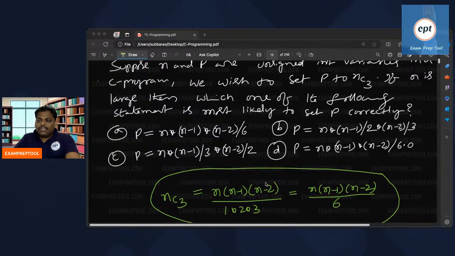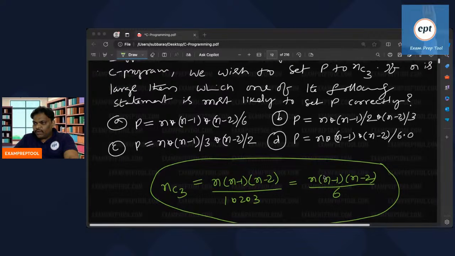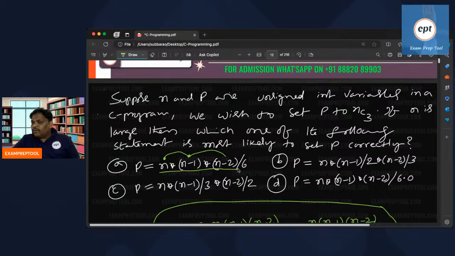But NC3 means n into n minus 1 into n minus 2 by 1 into 2 into 3, which is nothing but n into n minus 1 into n minus 2 by 6. Right? Everyone know. But observe. See the answer. You are doing n into n minus 1 into n minus 2. This much big number, if you execute, there may be an overflow.